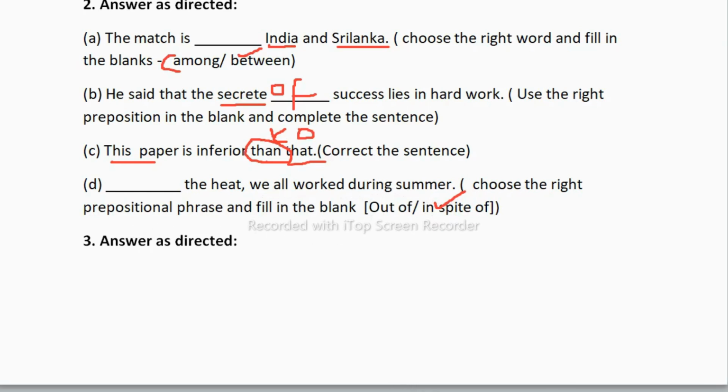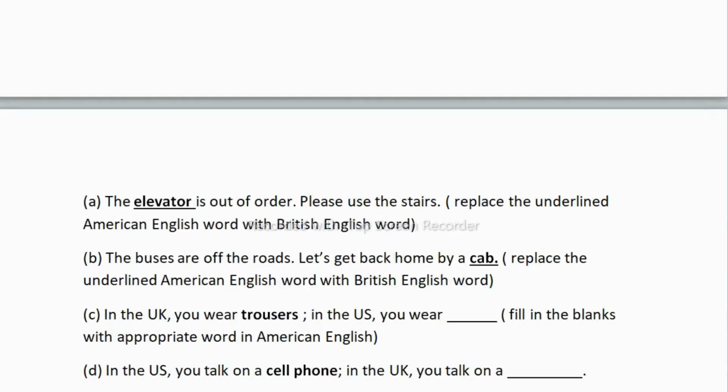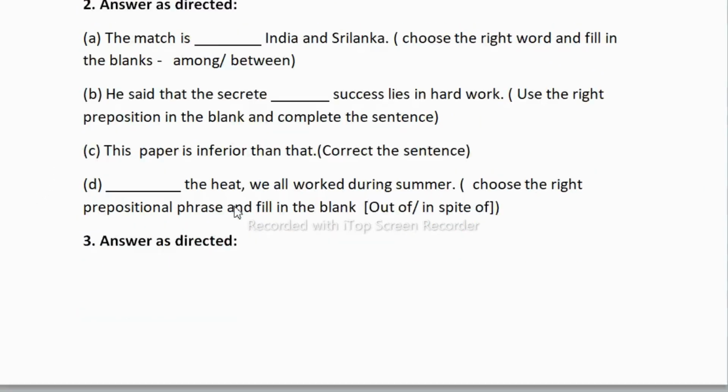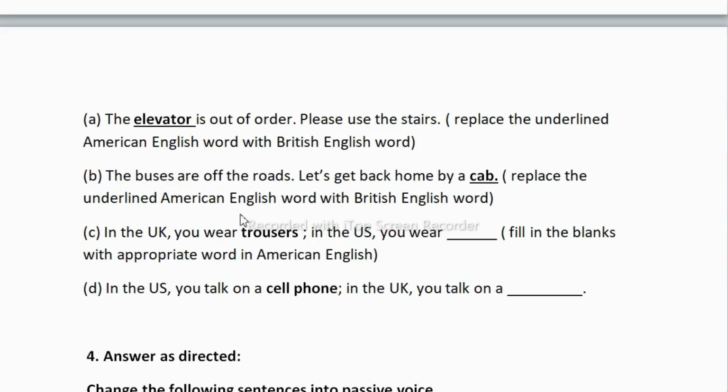Now let us see the third question. So the above bit is from the grammar part from unit 1. The second question is from the grammar part of unit 1, that is preposition. Now let us see the third one, which is from unit 2, British and American English.